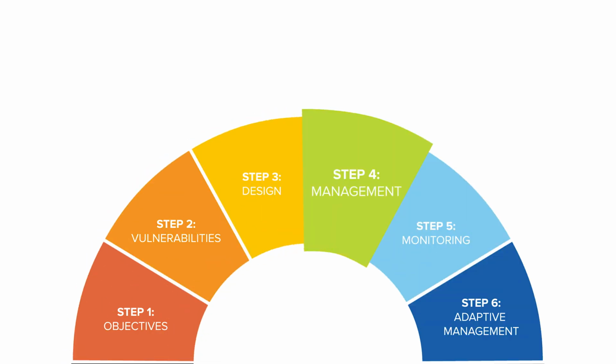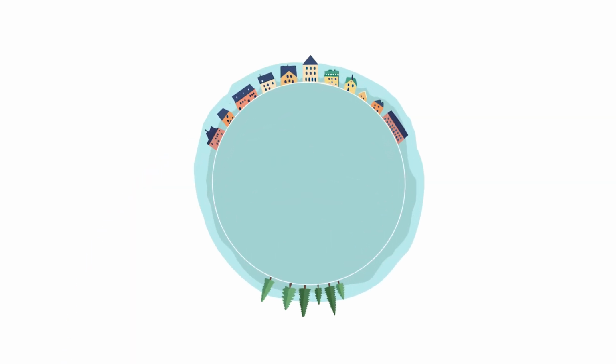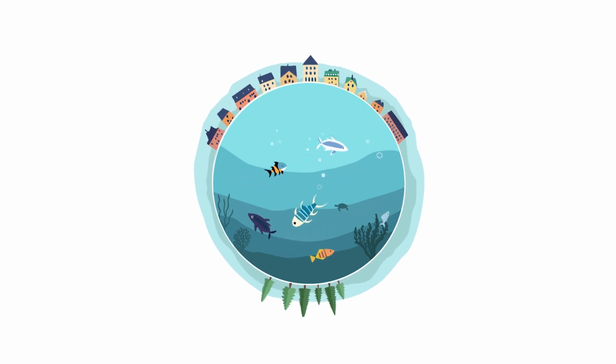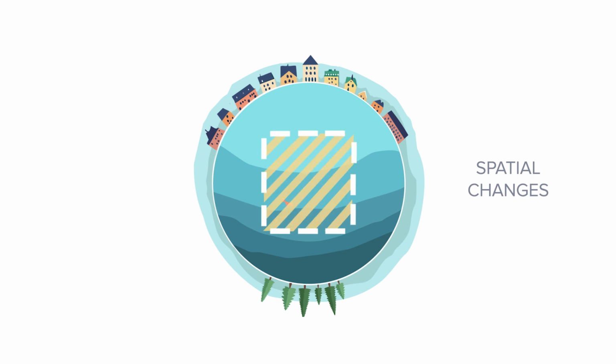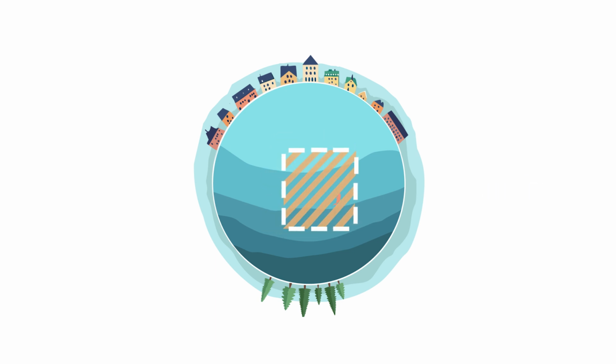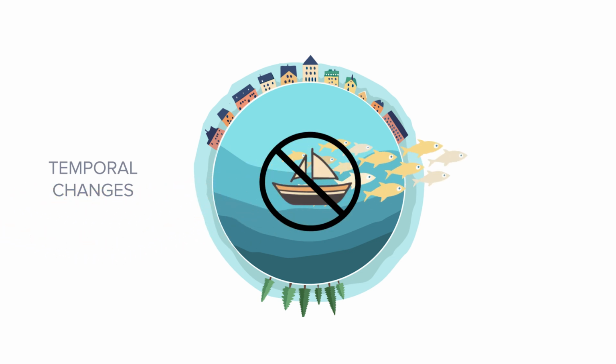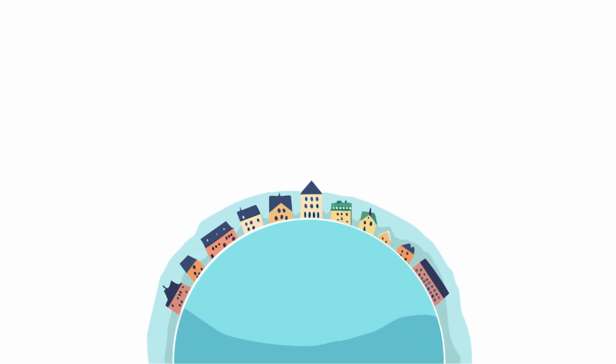Step 4. Management. You must manage for climate change both inside and outside the protected area. Within the MPA, you can implement spatial changes, such as creating highly restricted zones to protect critical habitats, and temporal changes, such as limiting activity during spawning seasons.